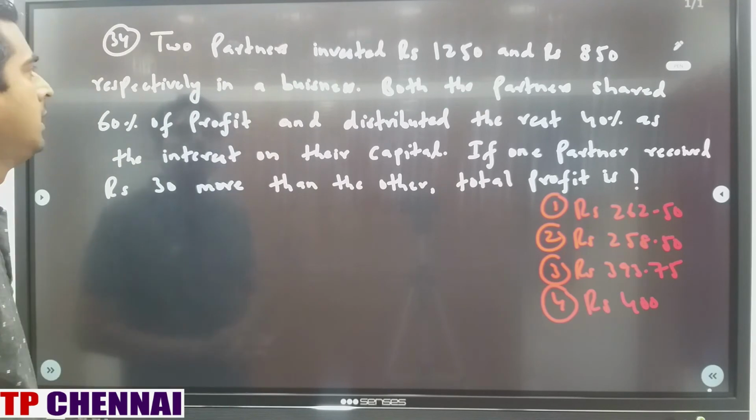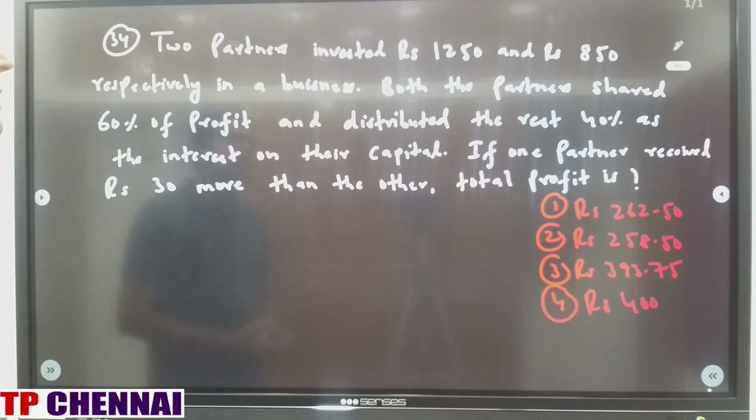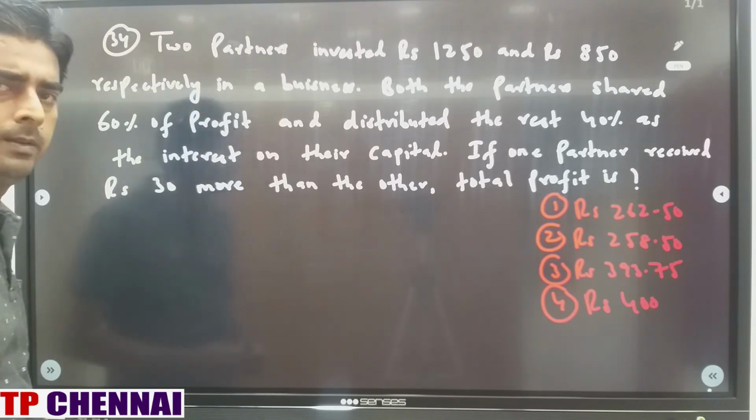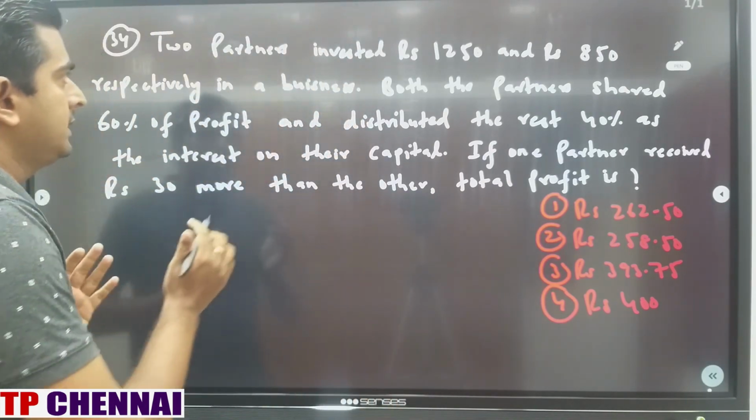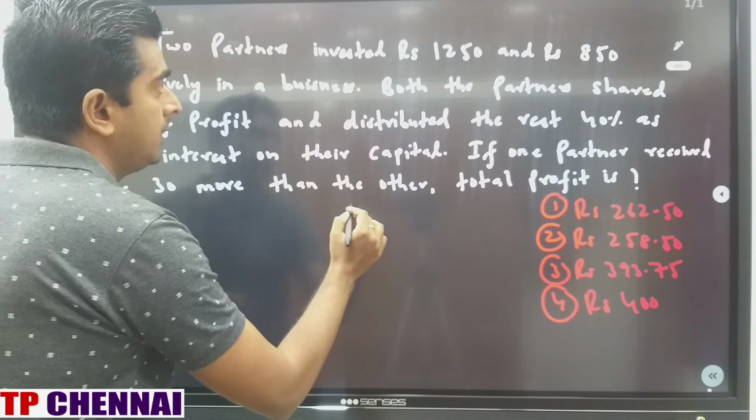Very good question. Two partners invested rupees 1250 and rupees 850 respectively in a business. Both the partners shared 60% of profit and distributed the rest 40% as the interest on their capital. If one partner received rupees 30 more than the other, find the total profit. Right? Very important question. You will see this question in a very tricky manner.